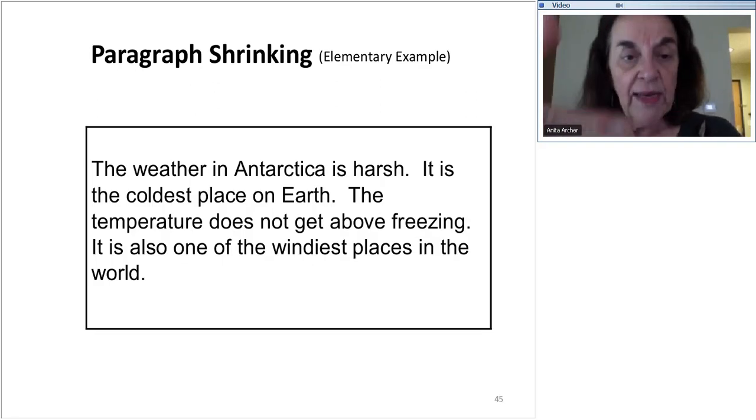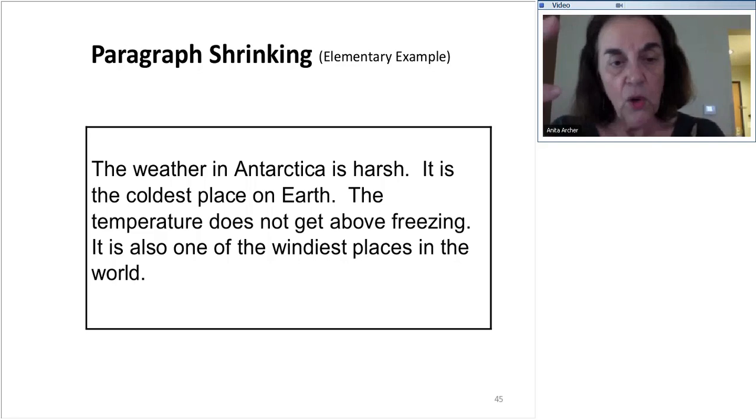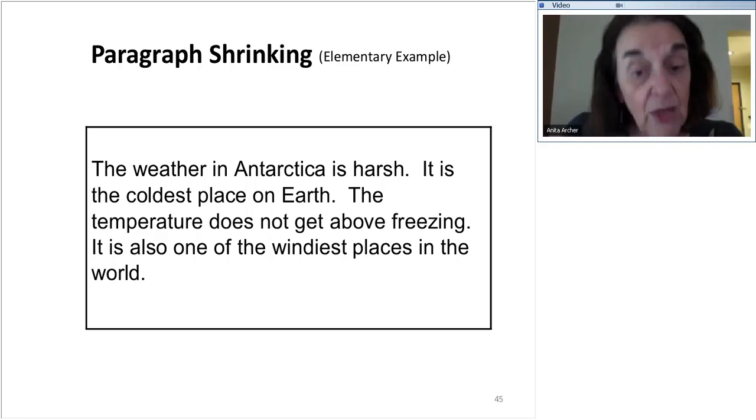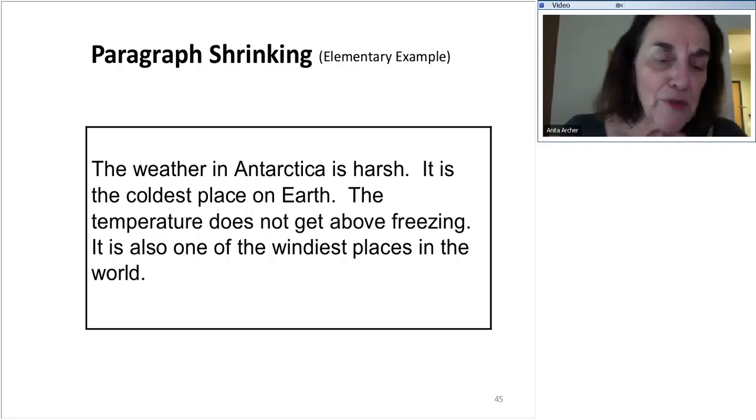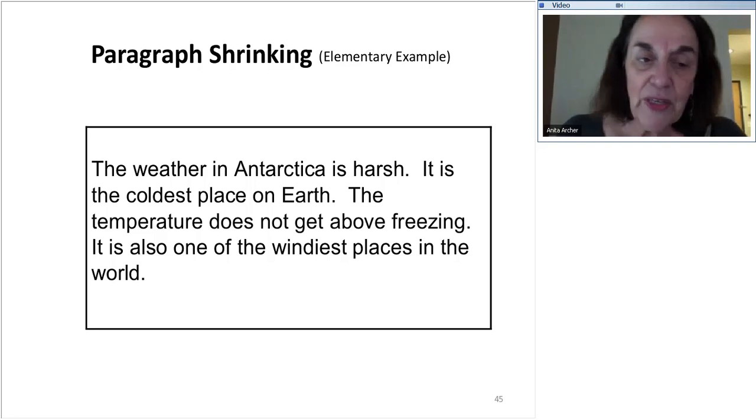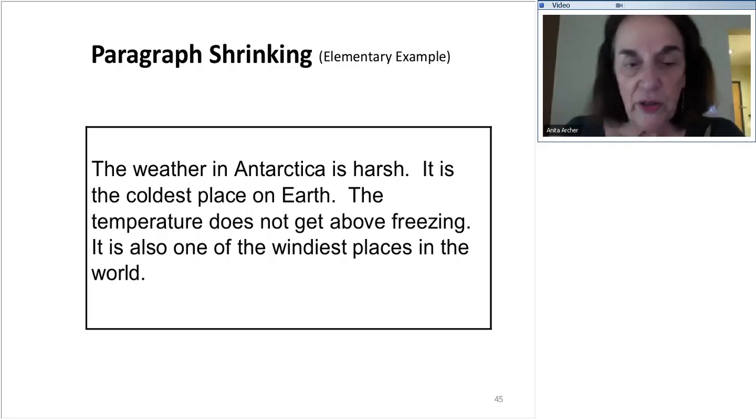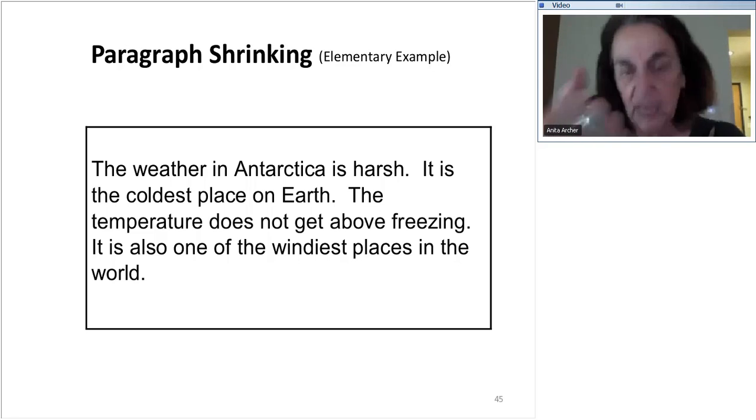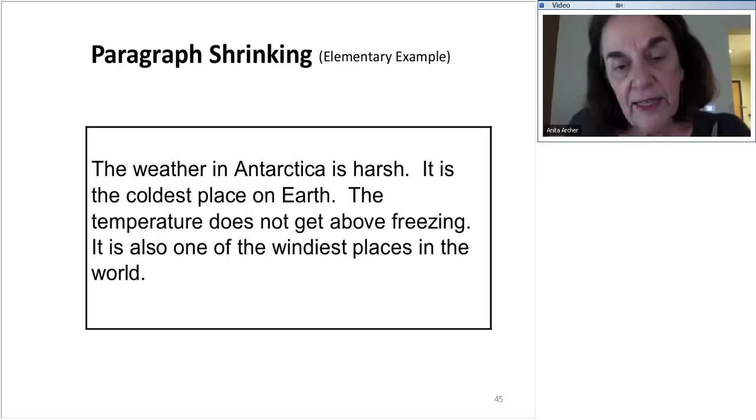The weather in Antarctica is harsh, cold, and windy. Good job. And then I could even write that down. This is a very powerful strategy. It could be used in small groups. It could be used in large groups. It could be used with partners once the students have mastered it. But it's really very tied to the structure of a paragraph. They read to find the topic, the most critical information, and put it together for a main idea.